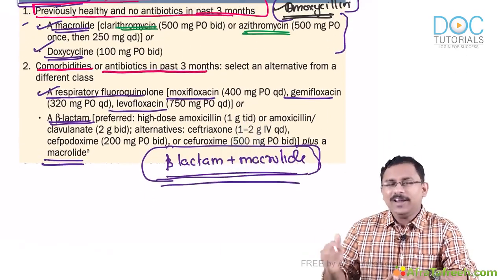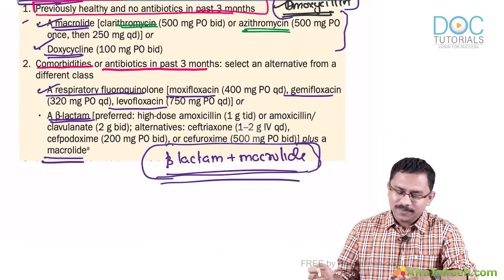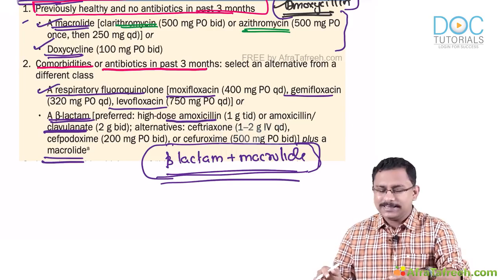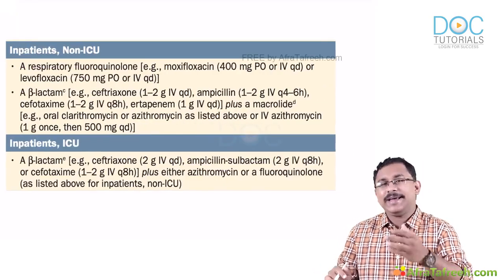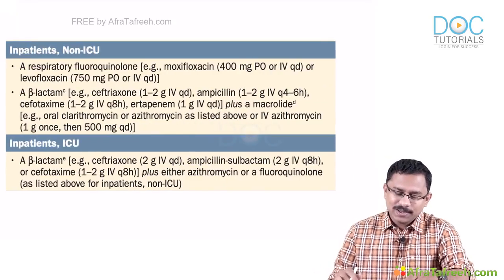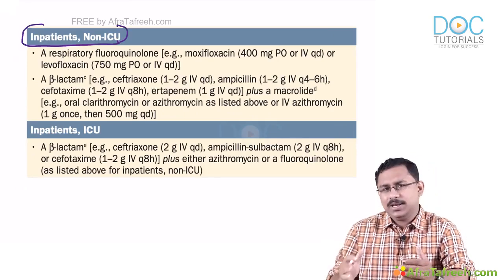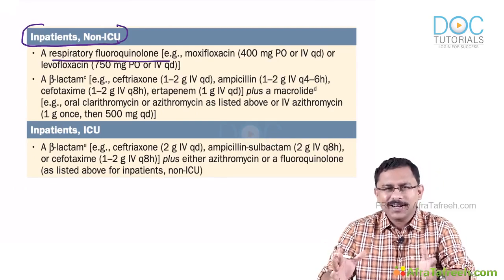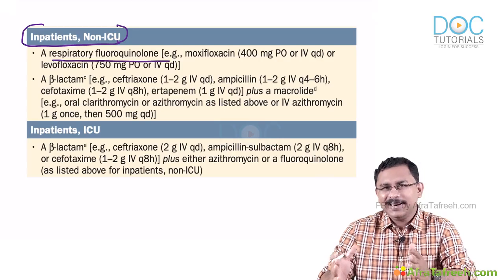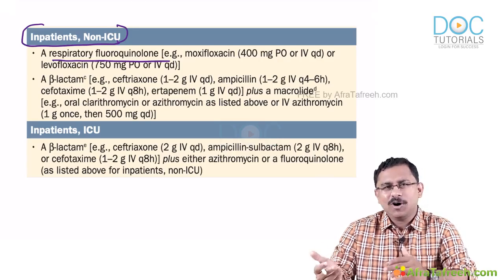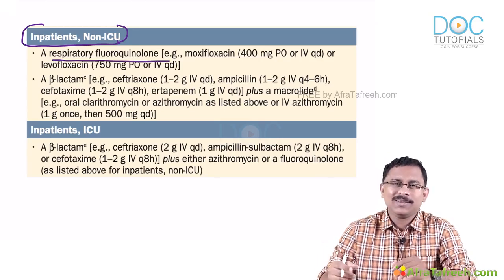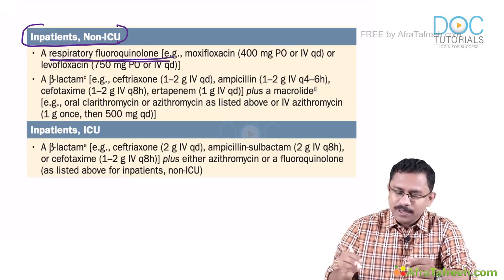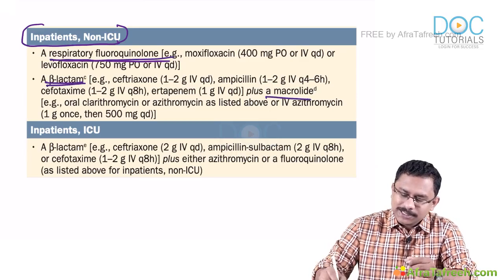Very clear. Now what if the patient is an inpatient? For the beta-lactam, I know most of you know you can go for amoxicillin or amoxicillin clavulanic acid. For inpatients, they divide it into non-ICU and ICU. For non-ICU, you can again go for a respiratory fluoroquinolone. Because of the CURB score, you found that this patient is at a higher risk, so you have admitted the patient, but not to the ICU, maybe to the ward. Suppose the score was 2, so you admitted him in the ward. So you can go for a respiratory fluoroquinolone or a beta-lactam plus a macrolide.